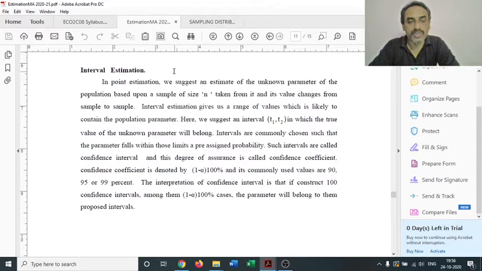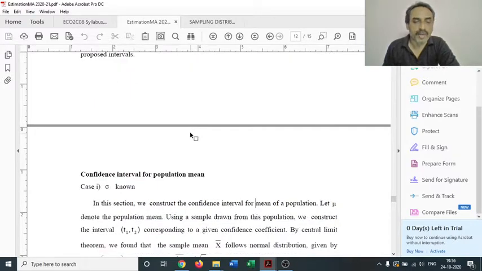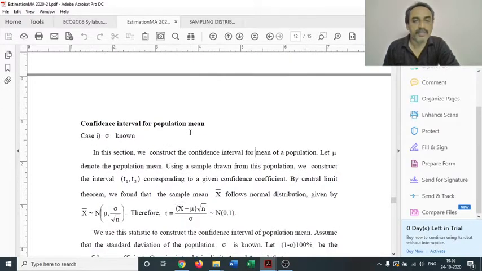90%, 95% or 99%. The meaning of (1 minus alpha) 100% is that if we construct 100 such confidence intervals, among them in (1 minus alpha) 100% cases, the parameter will belong to the proposed intervals. Now we consider different cases of confidence intervals for different parameters. The first case is the confidence interval for population mean.